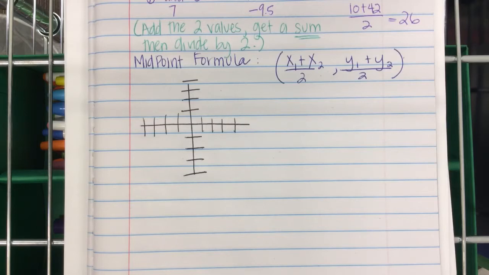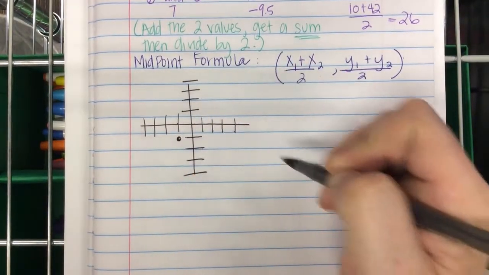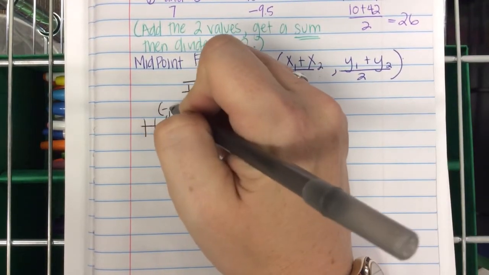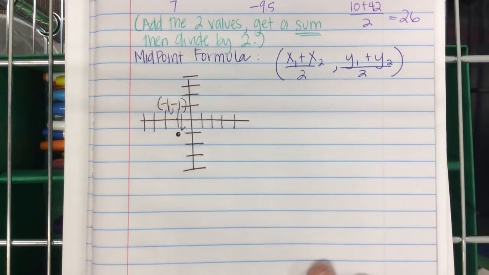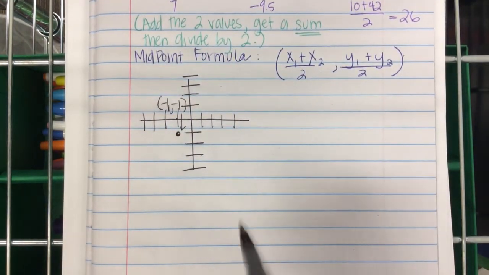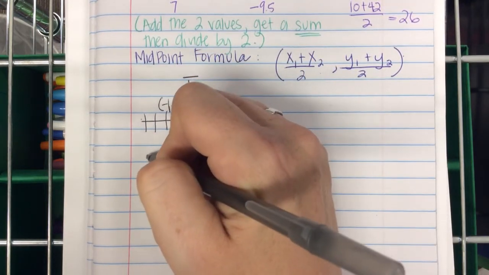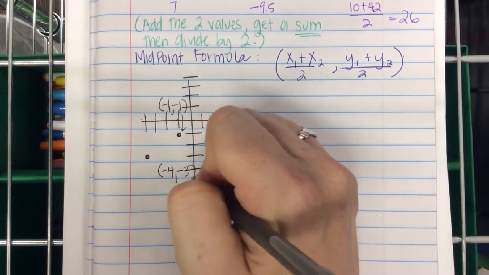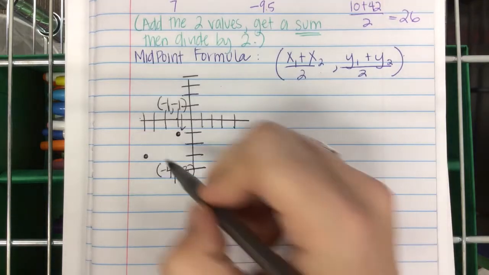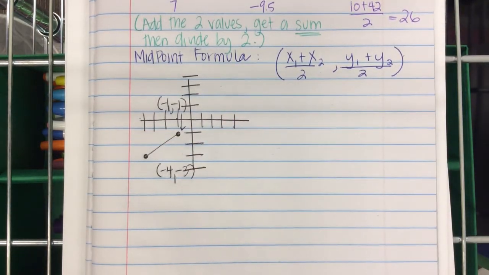All right, let's do -1, -1. All right, -1, -1. And let's do -4, -3. So there's my line segment. You're going to see this on your homework.